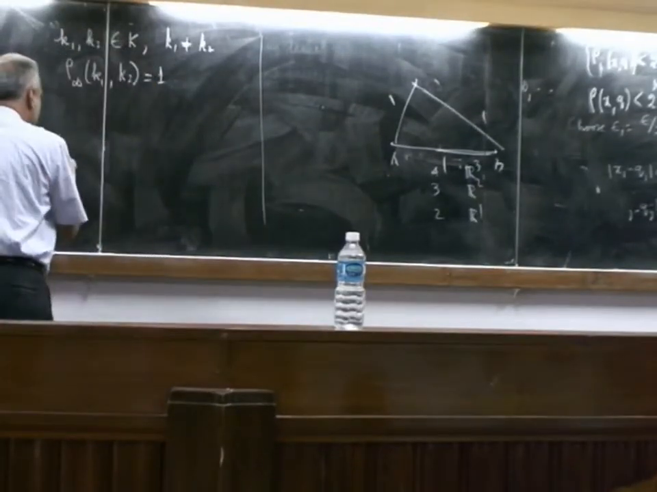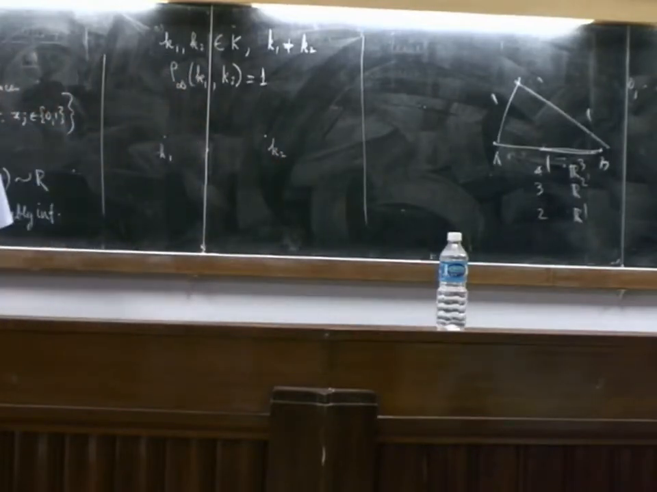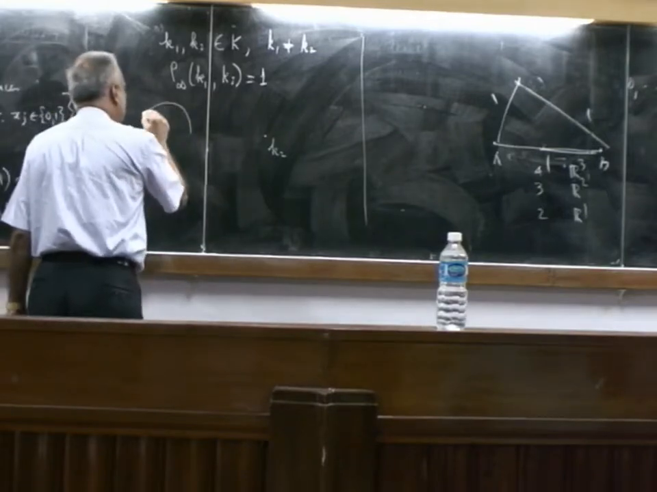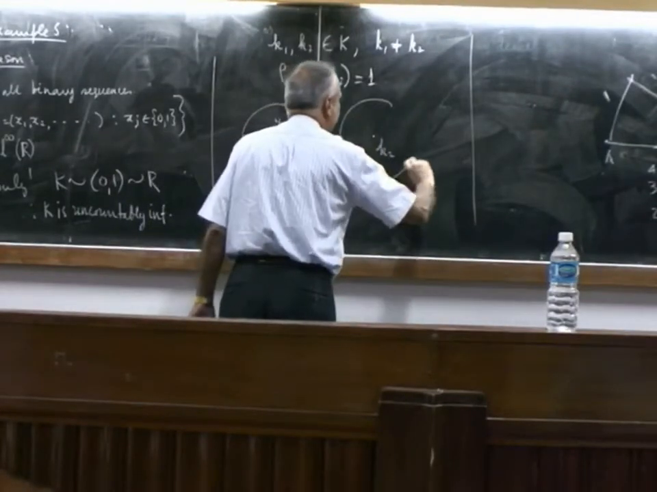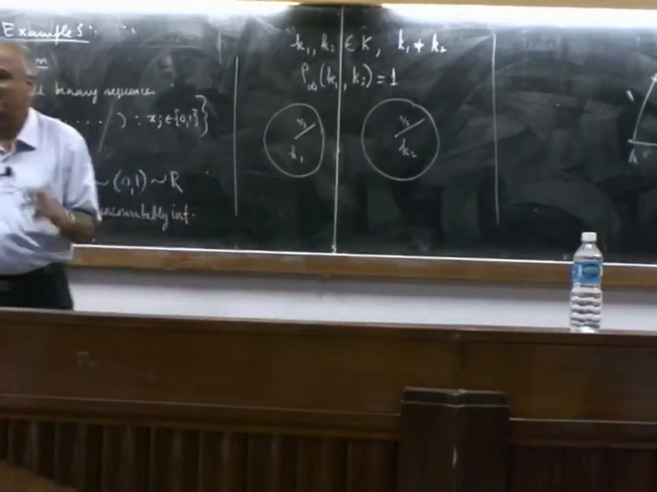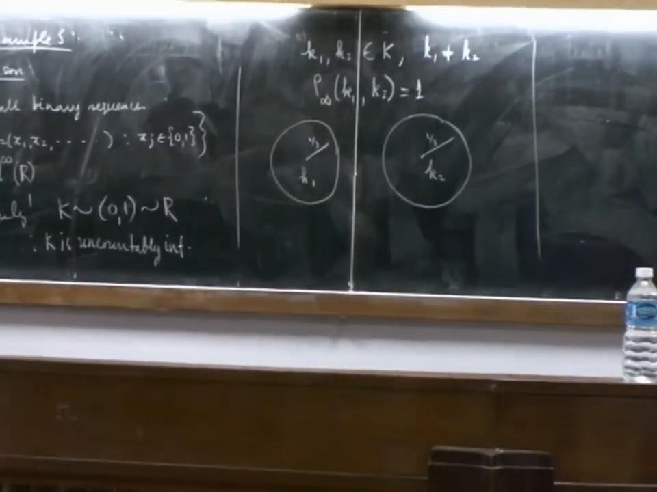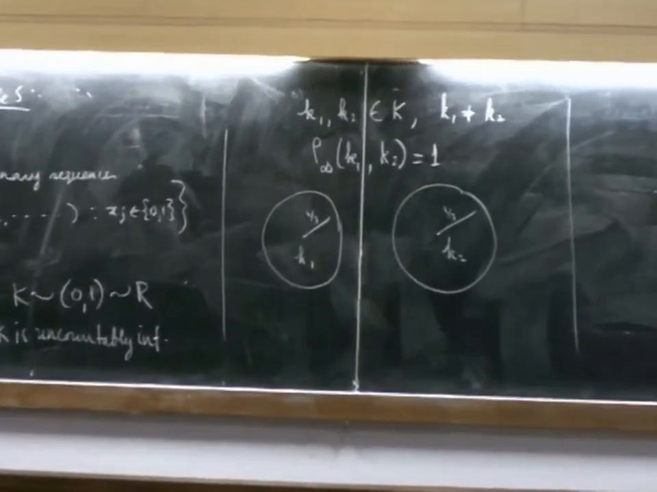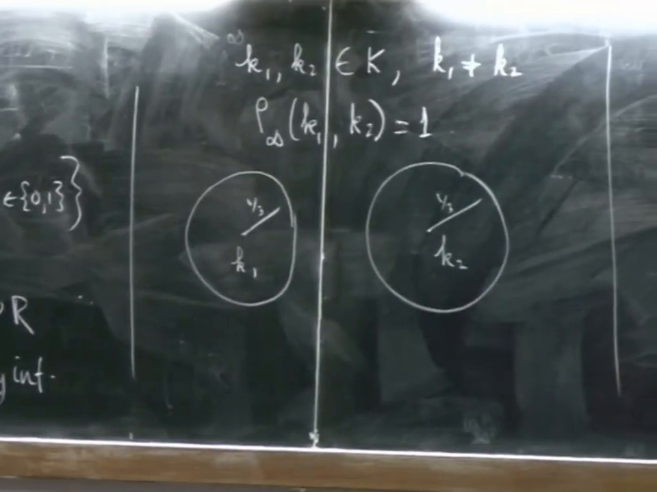Suppose I take k1 and k2, 2 different points, and consider the balls of radius 1/3 around them. Will they intersect? Because the distance is 1, they will not intersect with each other. These balls live in L infinity.